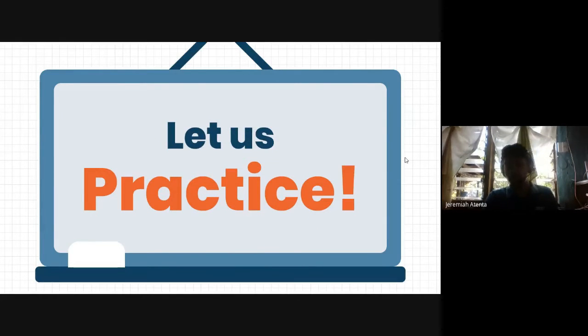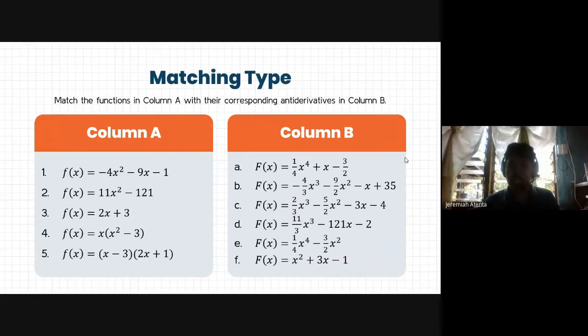Okay. Now, let's practice more. We will be having a matching type na activity. You will match the functions in column A with their corresponding antiderivatives in column B. The functions are given in column A and the antiderivatives are given in column B. So ima-match lang natin sila. We have 5 functions here. So you try to match. Then you write your answer later.